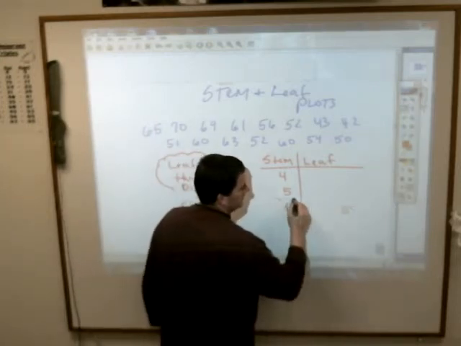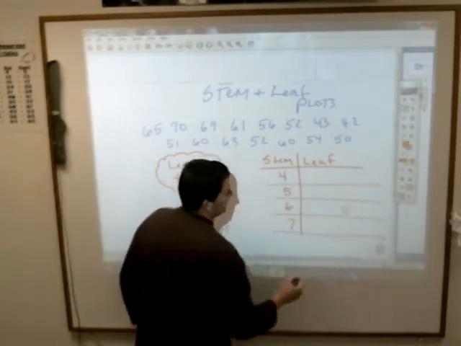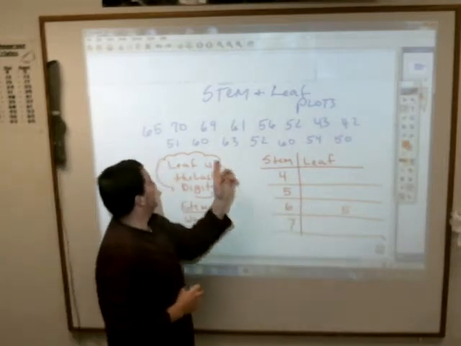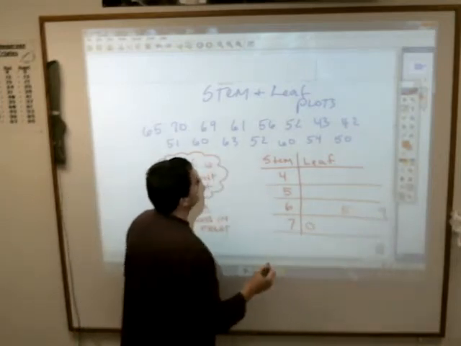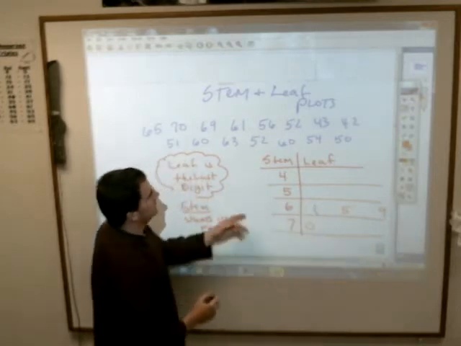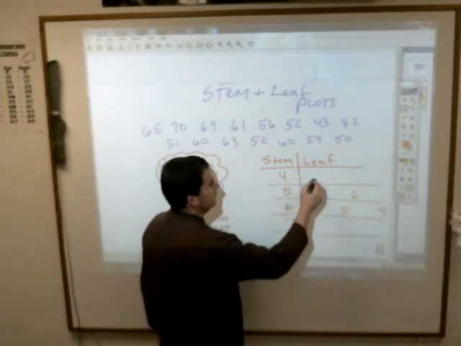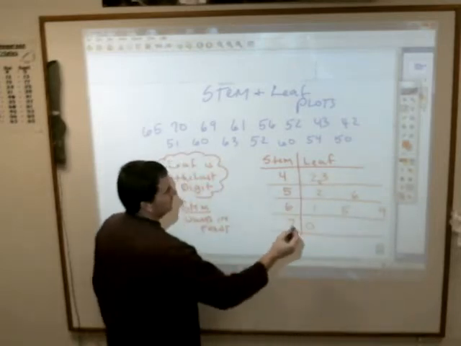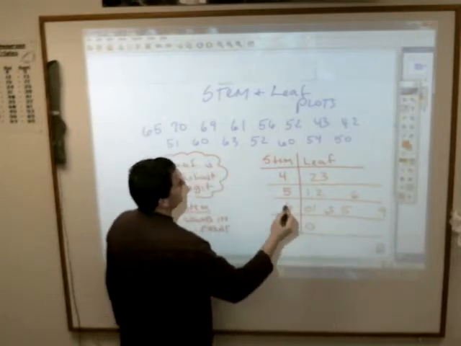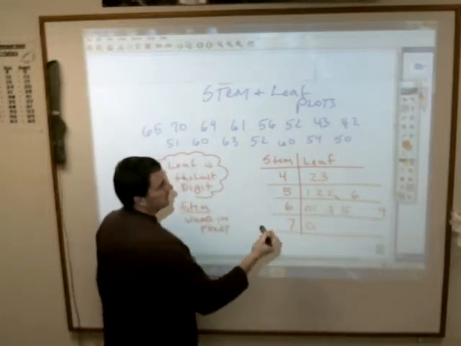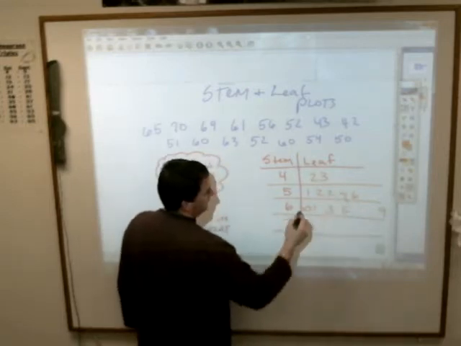I suppose we could do this just to make it easier to see. This would represent 65. 70 is a 7 and a 0. 69, you put a 9 way over there. 61, and it comes in front there. 56, there. 52, 43, 42, 51, 60, 63, 52, so you put another 2, double up there. 60, put another 0. 54, and 50.